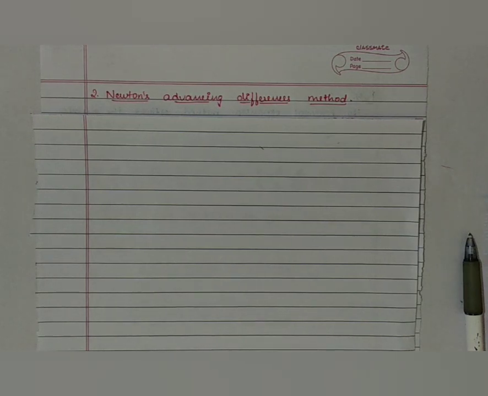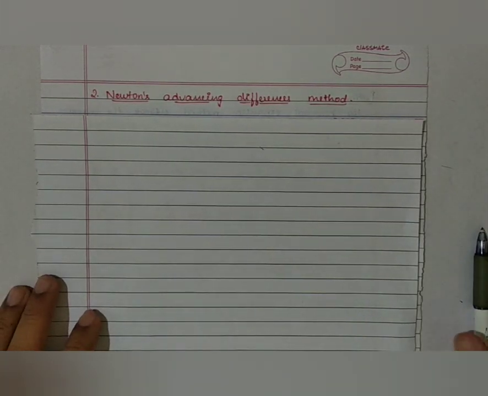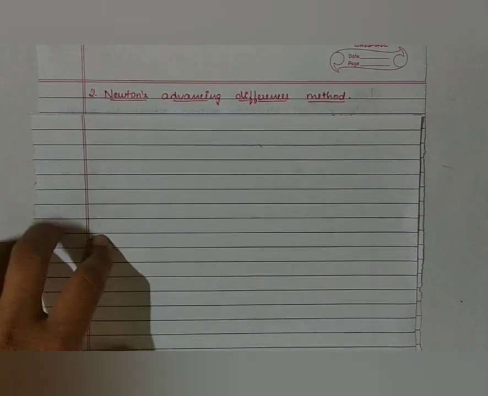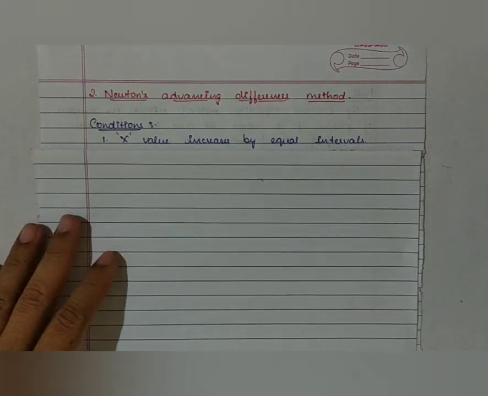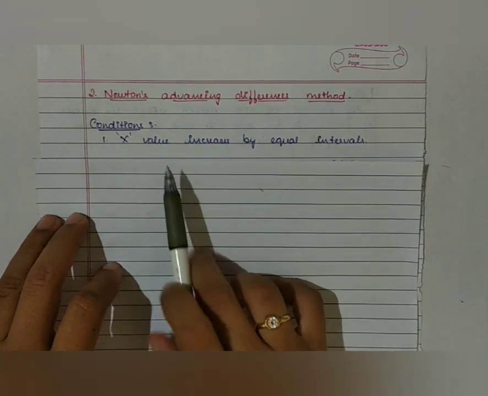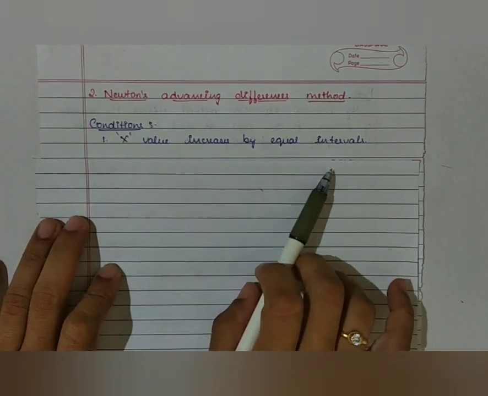Okay, so in today's session it will be Newton's advancing differences method. So let's get started. In this Newton's advancing difference method, this is the second method. I already told in the last class that a formula will be there for this method, and here the only condition is that the x value increases by equal intervals.